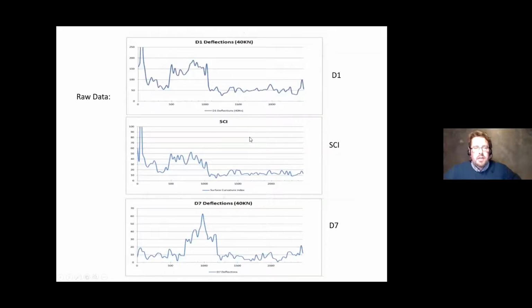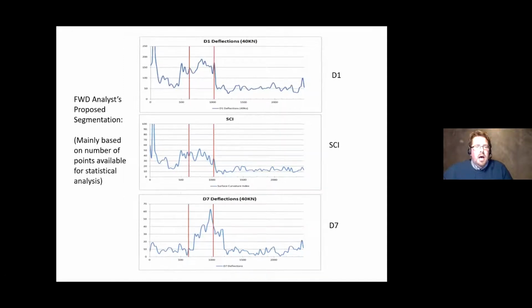So this is an example of being conscious of the segmentation. This is a raw data site that was carried out. This is the raw data that came back from a site that was assessed by one of the operators. This is an English operator that carried out this one for us. And this is the segmentation that they proposed.